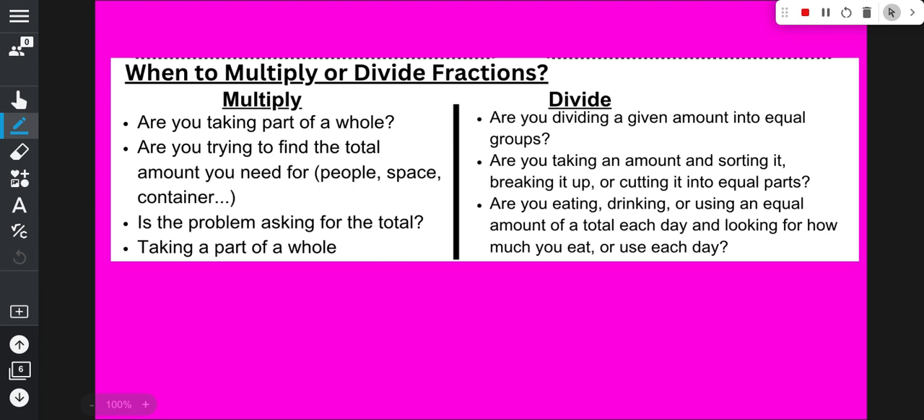In division, we can ask these questions. Are you dividing a given amount into equal groups? Are you taking an amount and sorting it, breaking it up, or cutting it into equal parts? Are you eating, drinking, or using an equal amount of a total each day and looking for how much you eat or use each day? So those are some items that can help you know if you should be multiplying or if you should be dividing when you work with word problems.